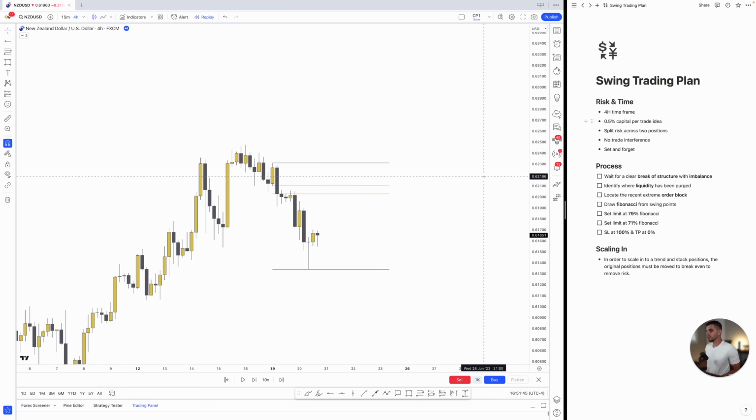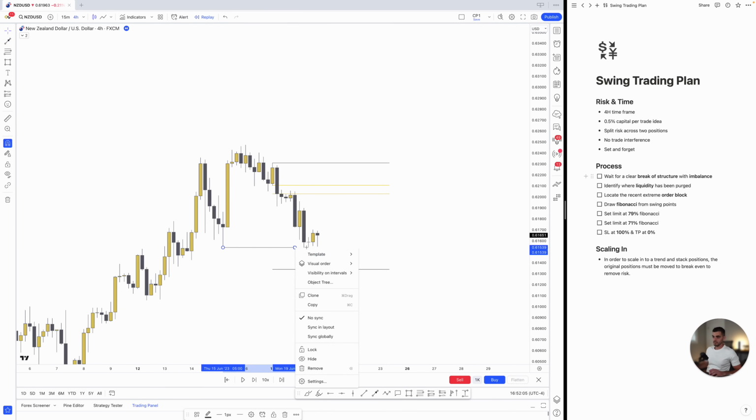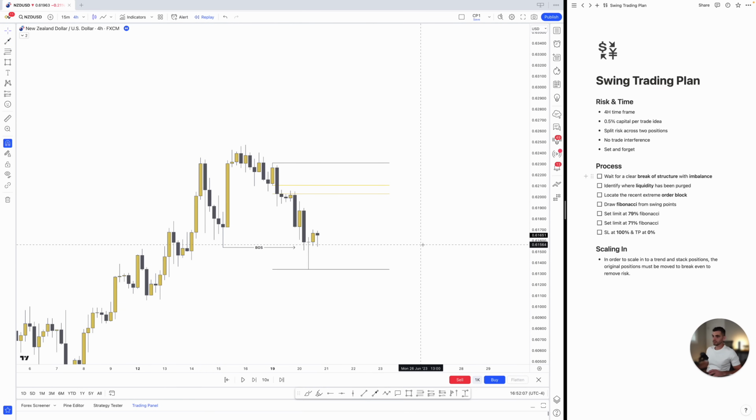So now let's go through the actual process. I have a checklist set here, so I can literally tick off each one of these in the Notion app. So the first thing here is wait for a clear break of structure with imbalance. Okay, so let me just point out the break of structure here. This was the overall break of structure.